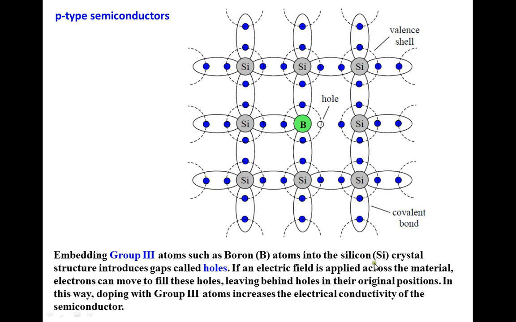Now let's look at p-type semiconductors. P-type semiconductors are semiconductors that are doped by group 3 atoms such as boron or aluminium. When we dope silicon with group 3 atoms, because they only have 3 valence electrons, a hole is created. This hole attracts an electron because it wants to be filled up with an electron.